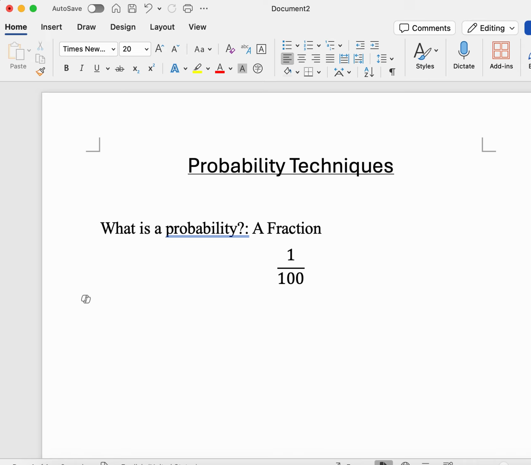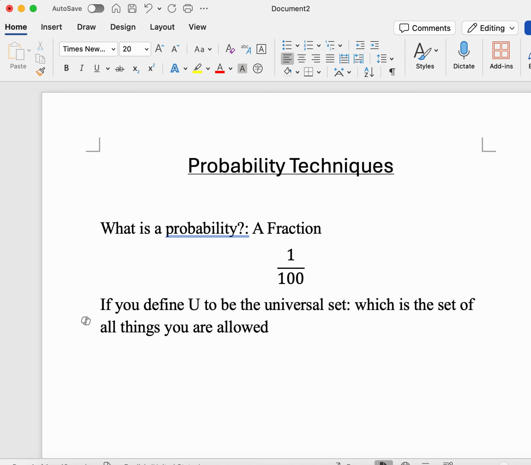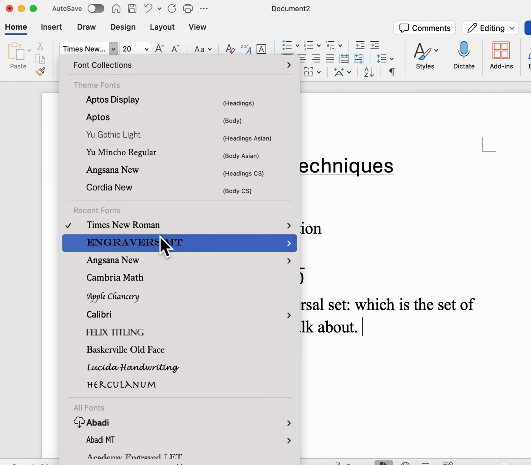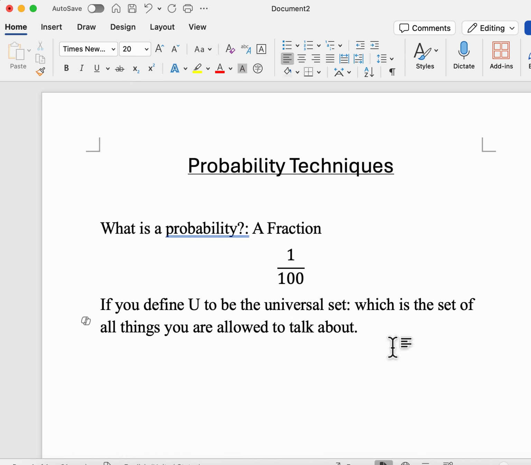So it's a fraction. More rigorously, if you define U to be the universal set, which is the set of all things you are allowed to talk about. And the universal set can be as abstract as you want. It can be the number of characters I'm writing currently on the screen, the colors that I have on this text here, or the different types of text fonts that I have here on this Microsoft Word document. Doesn't matter. It can be whatever you want.